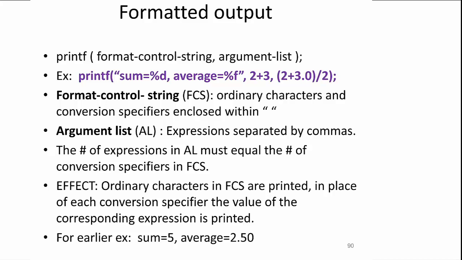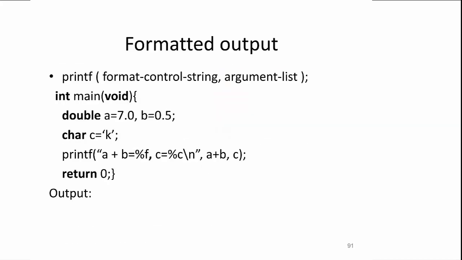I'm printing here an int sum. This is why I'm using the specifier %d, but then the average is more like a float, so I'm using %f. Here I don't have variables, but in fact I have complex expressions, which is also possible in printf. Good.